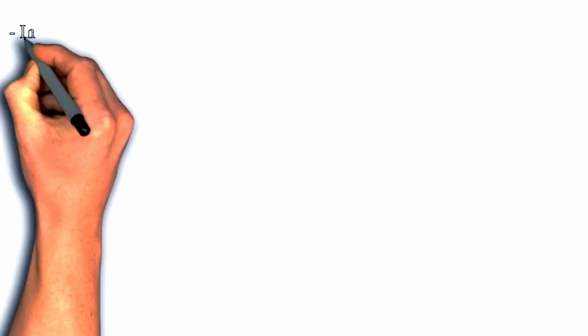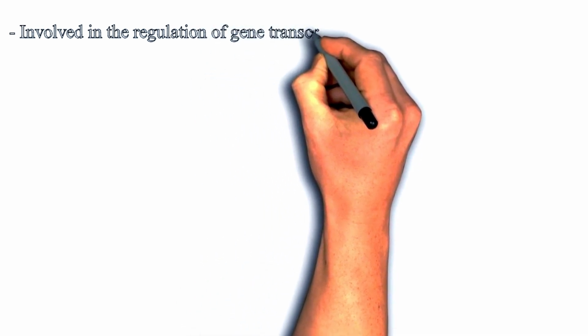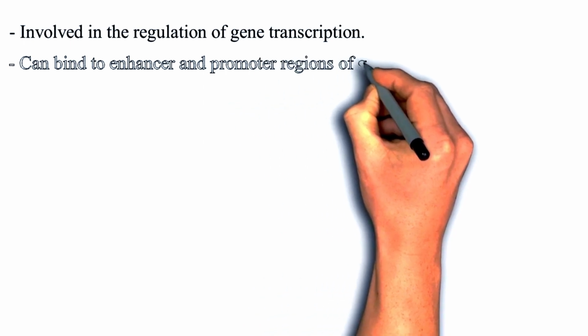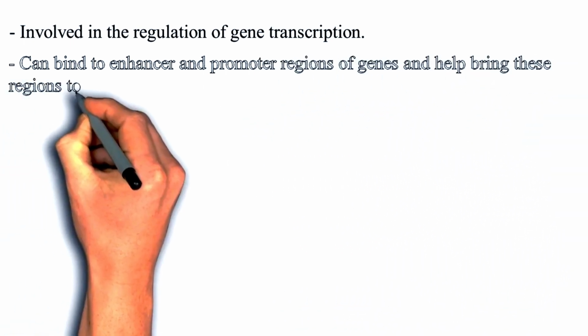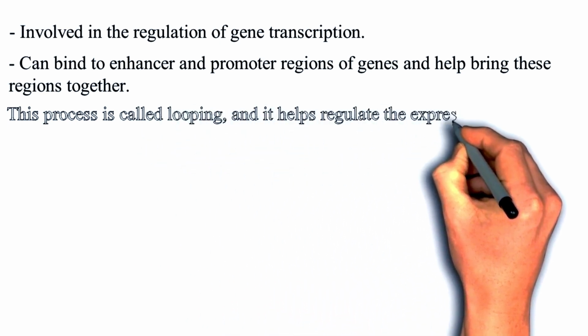lncRNAs are also involved in the regulation of gene transcription. They can bind to enhancer and promoter regions of genes and help bring these regions together. This process is called looping, and it helps regulate the expression of genes.